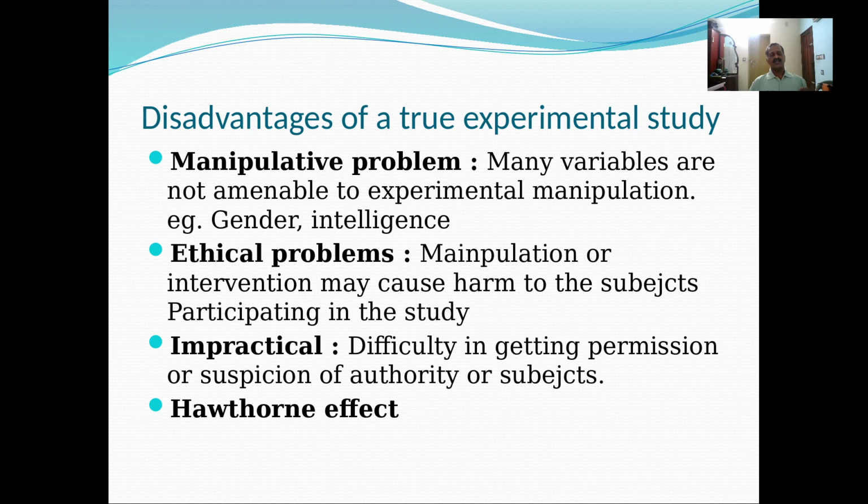Many institutes have not given permission for studies because their data will be misutilized, or damage to their reputation will occur. Because of that, they will not give permission for the study at all. So it becomes impractical. And along with that, the last disadvantage we call the Hawthorne effect.